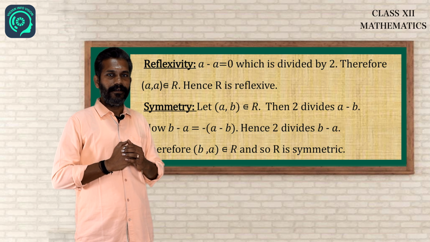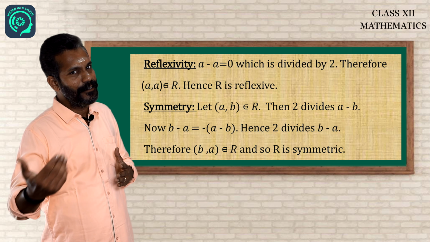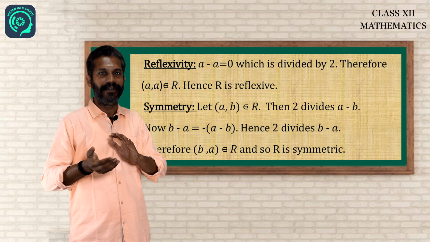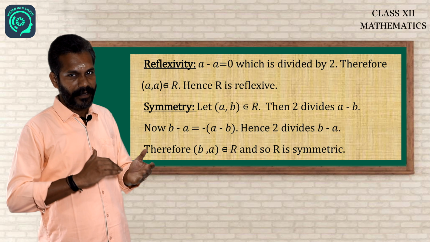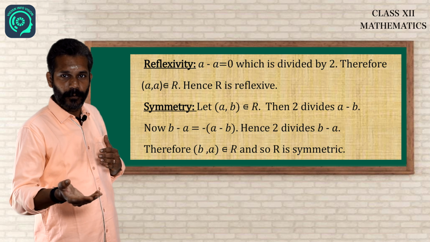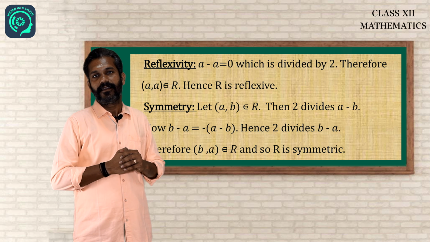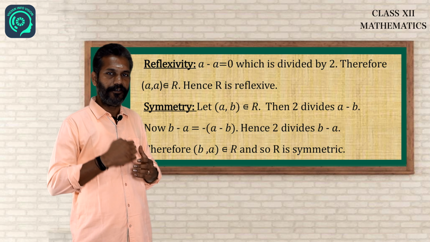Then what about symmetric? The ordered pair A, B belongs to capital R, that implies A minus B is divisible by 2, that is, 2 divides A minus B. We can say that A minus B is a multiple of 2 or A minus B is divisible by 2. If A minus B is divisible by 2, we can say that B minus A is also divisible by 2, then R is a symmetric relation.